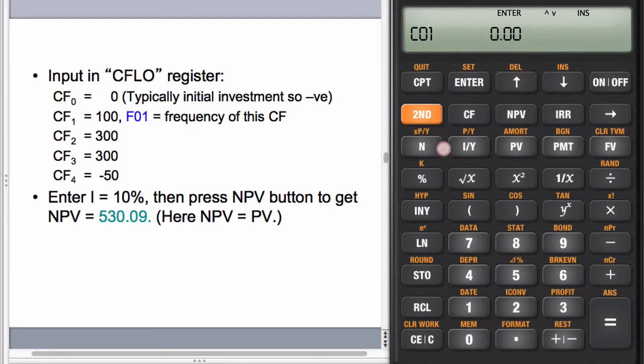Then C01 is 100. Once again you hit enter, and then the default F01 is 1. F is basically the frequency of a cash flow, and if you have more than one cash flow with the same value, to save yourself labor, you can actually enter that, which we'll do in the second case. But here it is 1. C02 is 300. Enter. And this time the frequency is 2 because the frequency of a payment amount of 300 is 2.